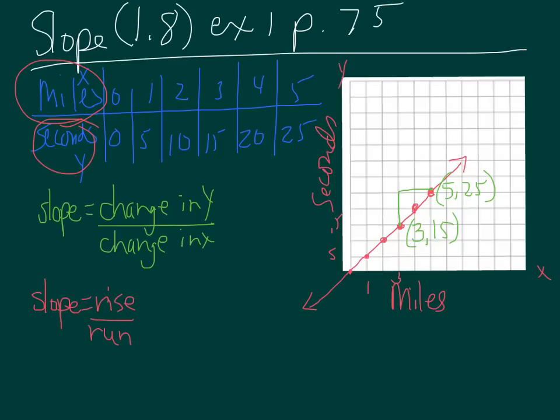Miles goes across the top, and that's the x value, and seconds is the bottom one, and those are the y values. And so at 1 mile you can hear the thunder, or the lightning strike, 5 seconds after. At 2 miles, you can hear it 10 seconds after, and so on and so on. And so they've also graphed this thing here.